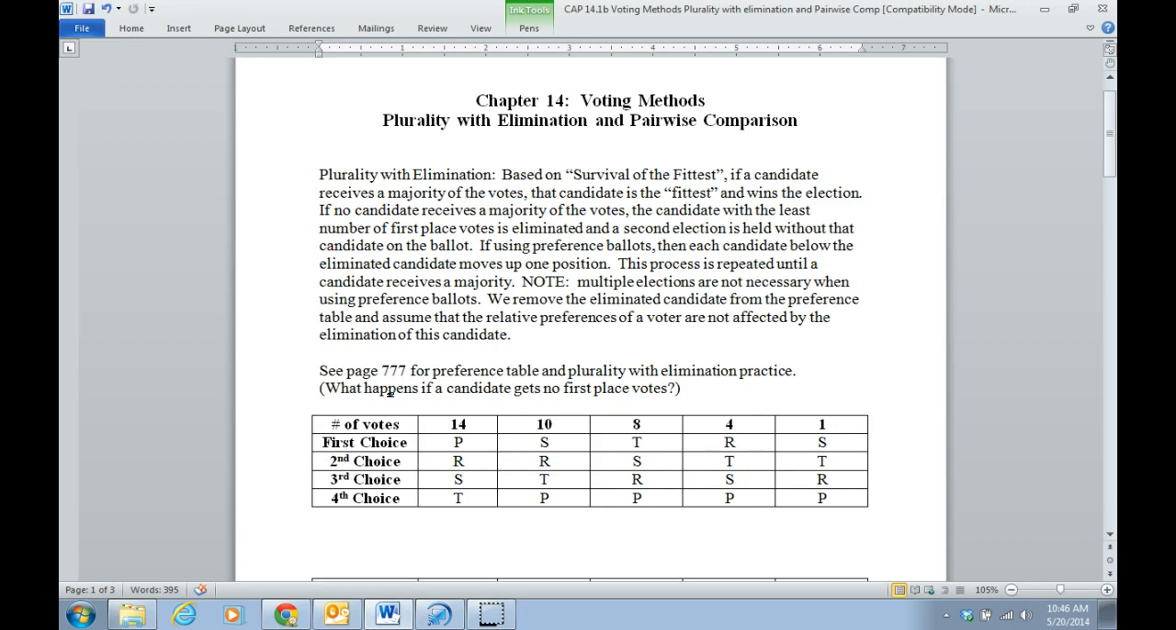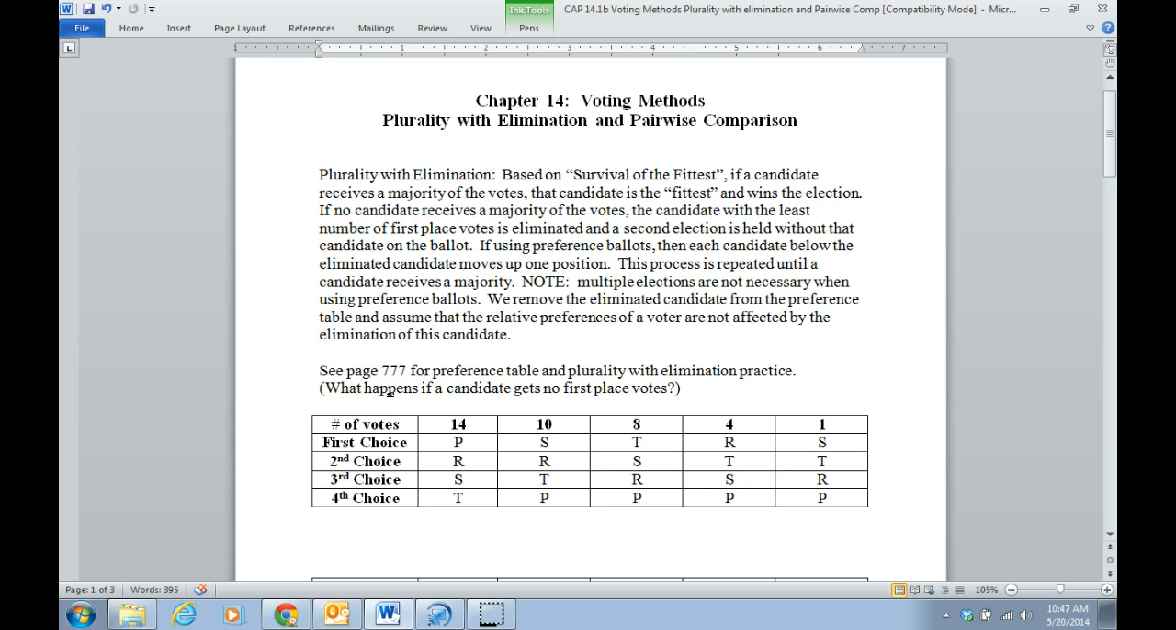Now, yesterday, just to make sure that we remember, how did we do plurality again? Just counted the top row, right? So we were looking at the total of the first choice votes, and that's the only thing we were looking at with plurality. So plurality with elimination is the same kind of thing, except in this case we are eliminating the last place person. Okay?